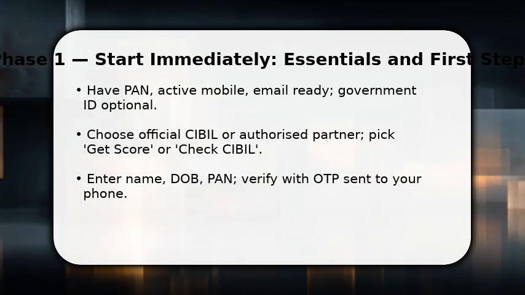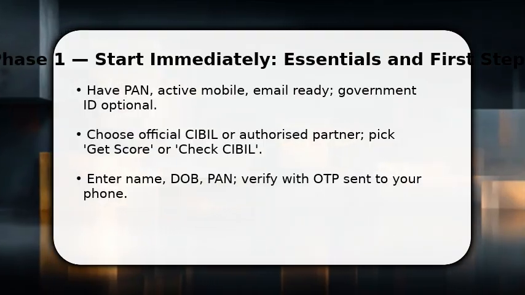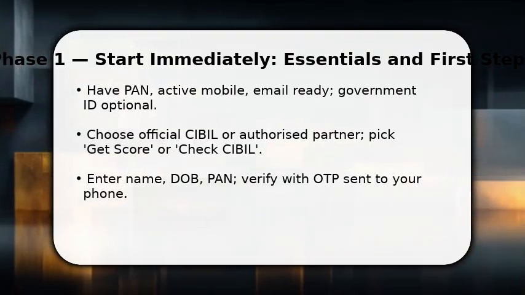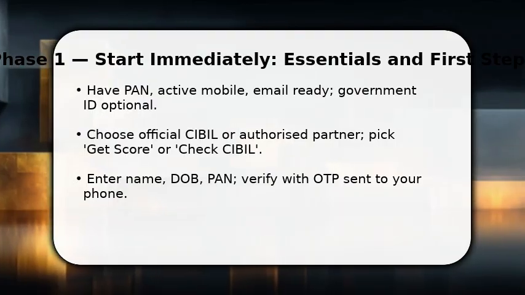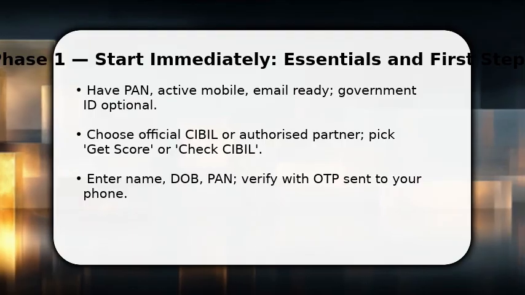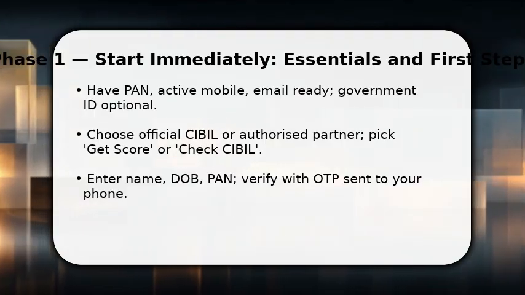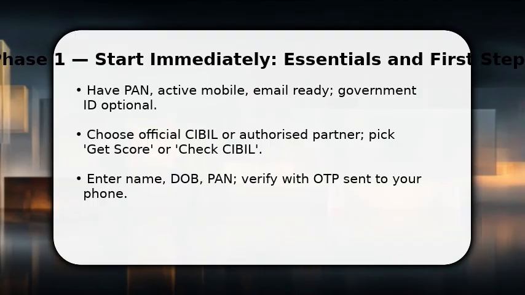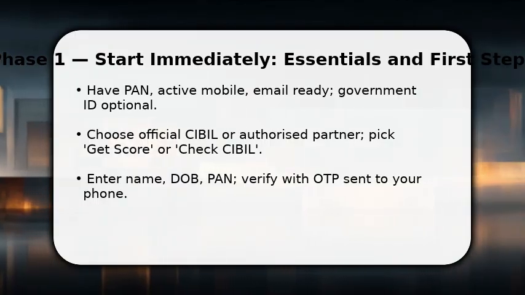You begin by gathering essentials: PAN, the mobile number linked to your PAN, and an email you can access right now. Once done, go to the official Cibil portal or an authorized partner and choose the option to view your Cibil score. You will enter name, date of birth, and PAN, then request an OTP.